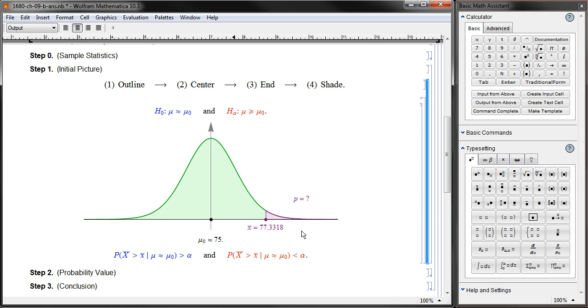Here I'm using this p part as purple. Now, what is this p? This p is, as a matter of fact, a conditional probability that the sample mean ends up getting as big as 77.33 or more, assuming the null is right. It's a conditional probability. And if that probability is sufficiently large, then we are going to select the null hypothesis. Now, if that conditional probability is too small, then we are going to go with the alternative hypothesis.